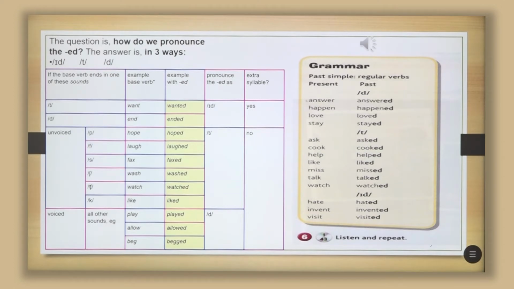Okay, you have the example base verb, you have the example with ed, and the pronunciation of the ed at the end of the verb. Okay, so now you will listen to the three ways of the pronunciation of ed at the end of the verb. Listen and repeat. Unit 3, Students' Book, page 31. Exercise 6. Listen and repeat.